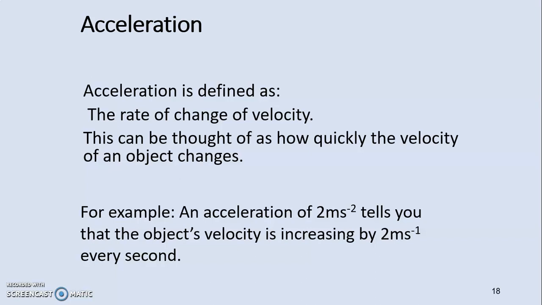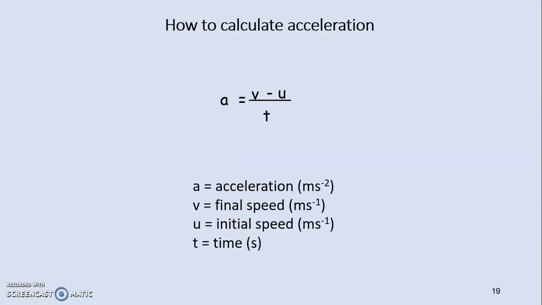Every second. So if it started off at rest at 0 meters per second, after 1 second, its velocity would be 2 meters per second. After 2 seconds, its velocity would be 4 meters per second. After 3 seconds, its velocity would be 6 meters per second, and so on. So to calculate acceleration, we use this formula here.